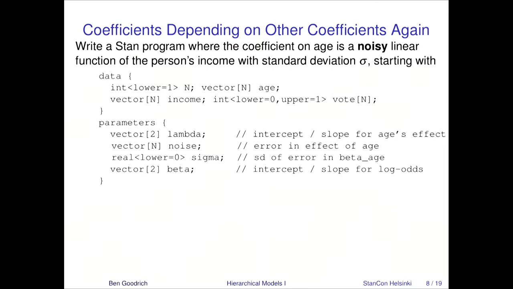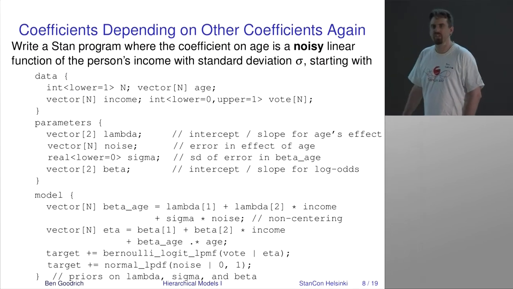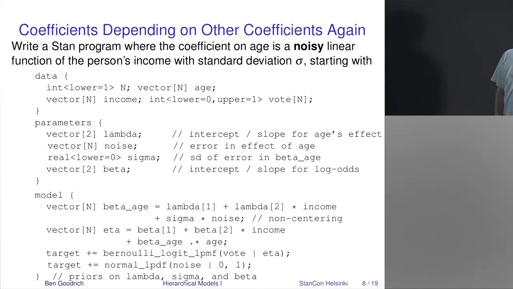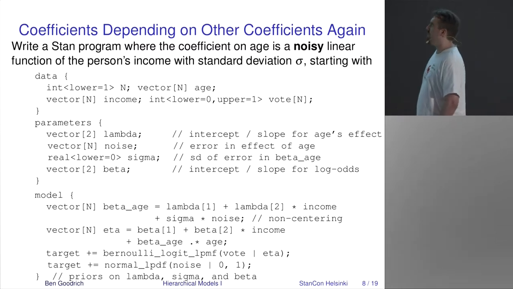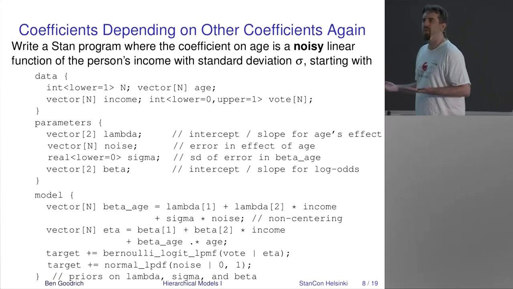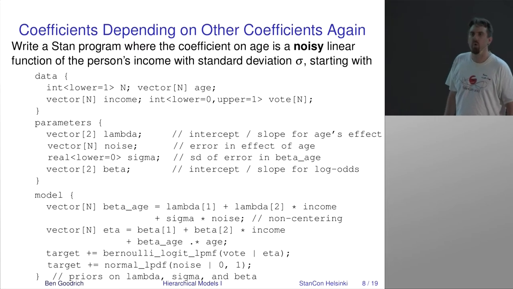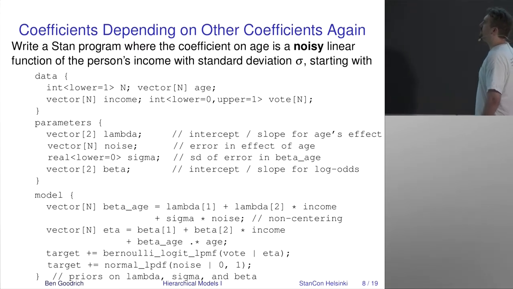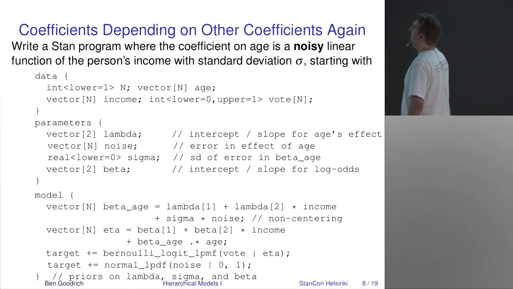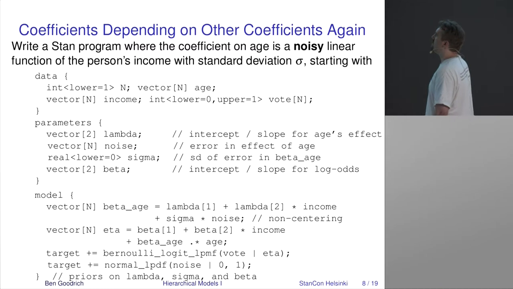So I've modified the first line here, lambda 1 plus lambda 2 times income. That's the same as it was before. But now I have plus the noise scaled up by its standard deviation, sigma. And this is an example of a non-centered parameterization. This is a point we'll come back to several hours from now, after the coffee break, this idea of centered versus uncentered parameterizations that you can do with things in the location-scale family, such as the normal distribution. But really, all I've added on here is the scaled noise term going into the coefficient on beta H. The next line is the same as it was before, beta 1 plus beta 2 times income plus the coefficient of age times age. That constitutes the log odds. That goes into a Bernoulli-logit log PMF.